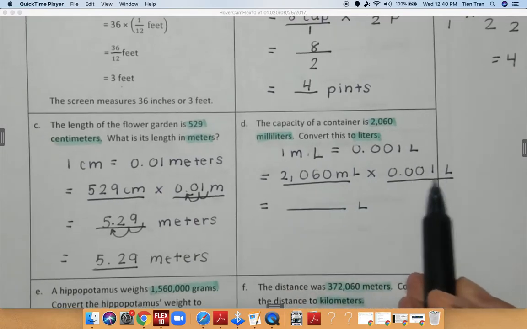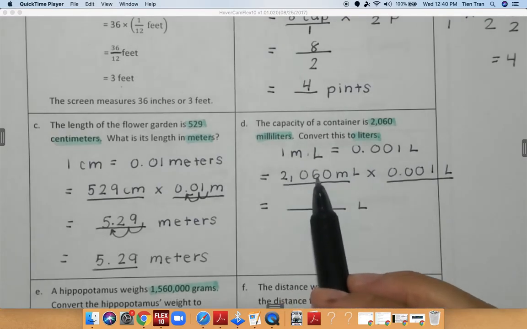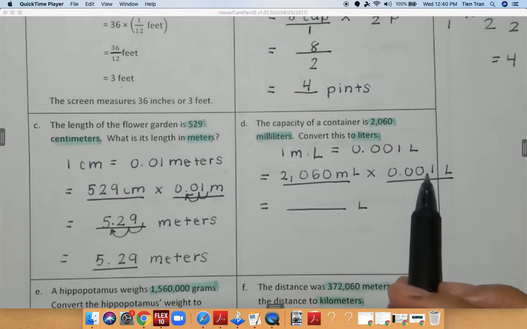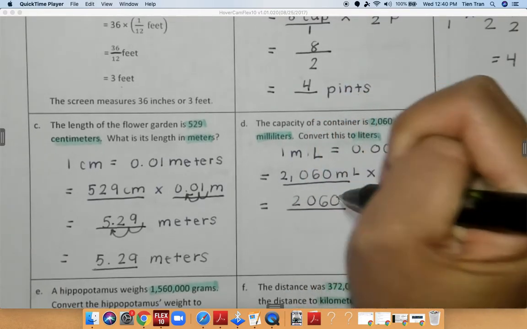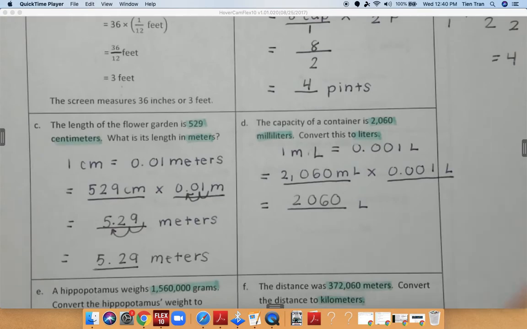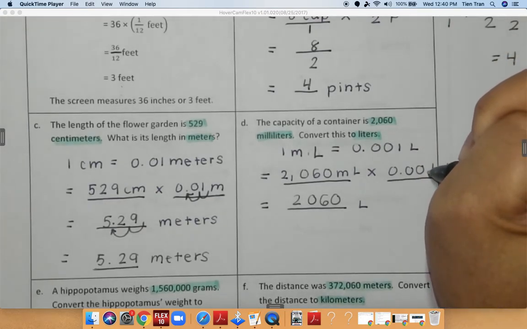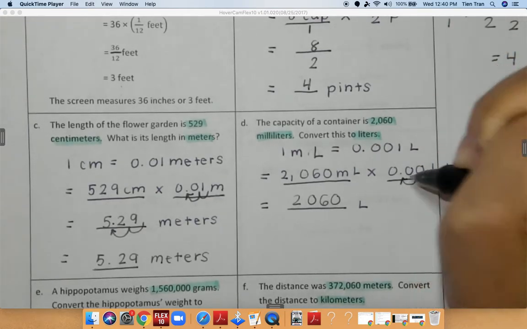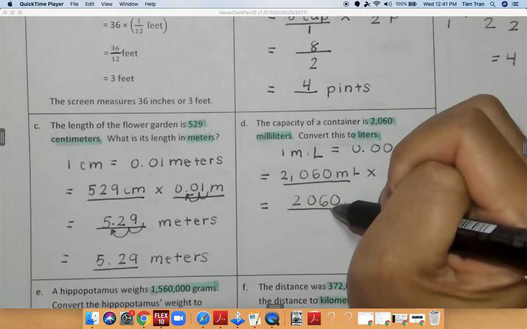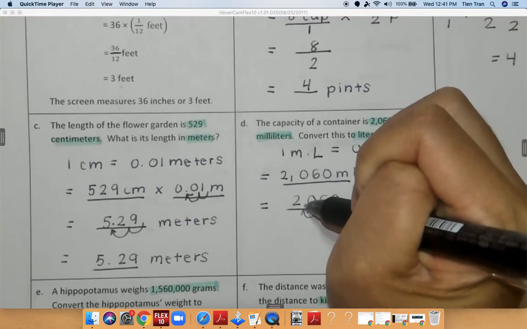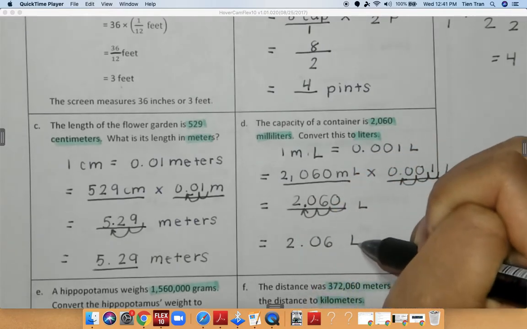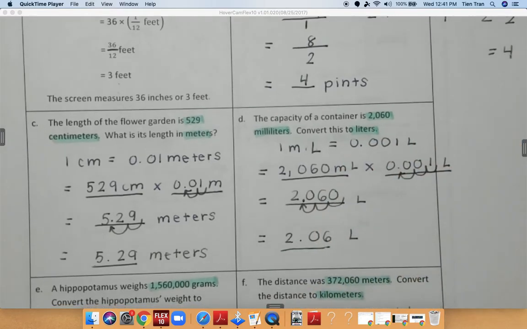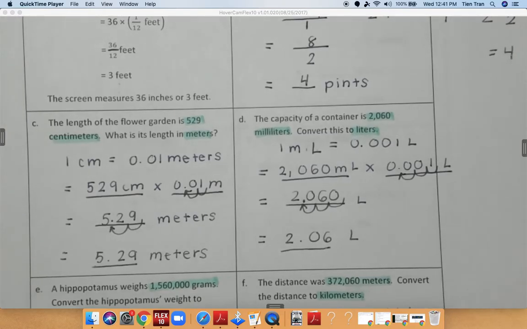Okay, so I'm going to multiply these numbers together. 2,060 milliliters times 1 is going to give me 2,060. But now I'm going to make sure I move my decimal over 1, 2, 3 spaces. So my final answer is 2.06 liters. You do not need to add the 0 at the end unless you really want to.